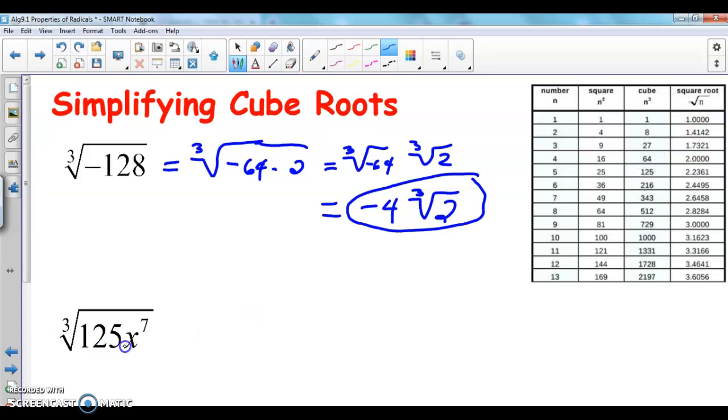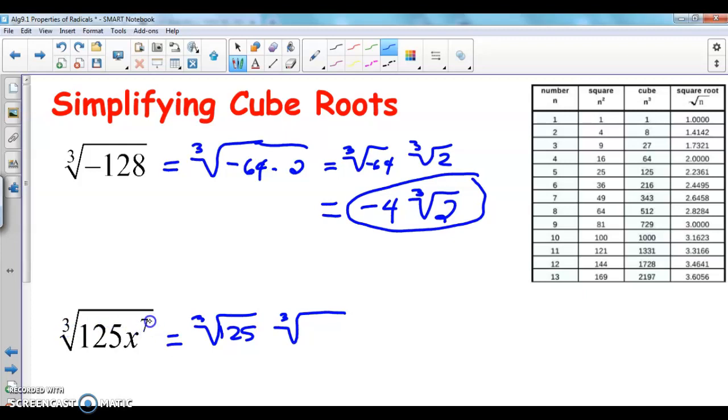Cube root of 125 x to the 7th power. So let's break it apart. Cube root of 125. Now, for the x to the 7, if you remember earlier, we were breaking it down into even powers. So this time, you want the exponent of your variable to be divisible by 3.